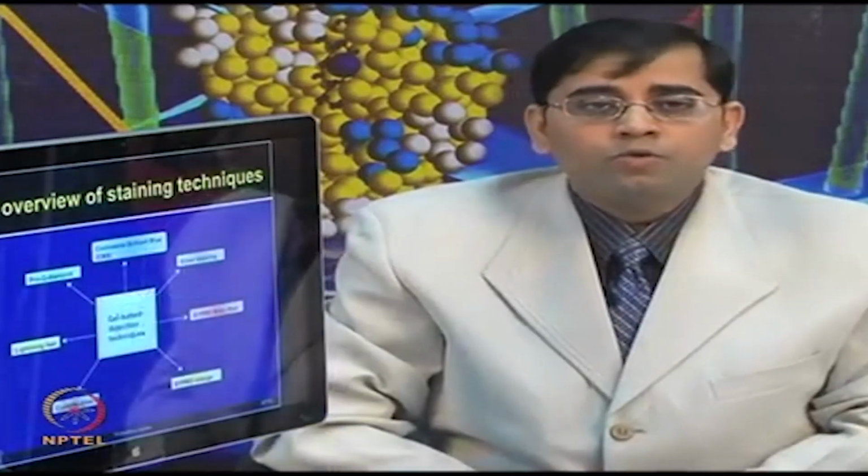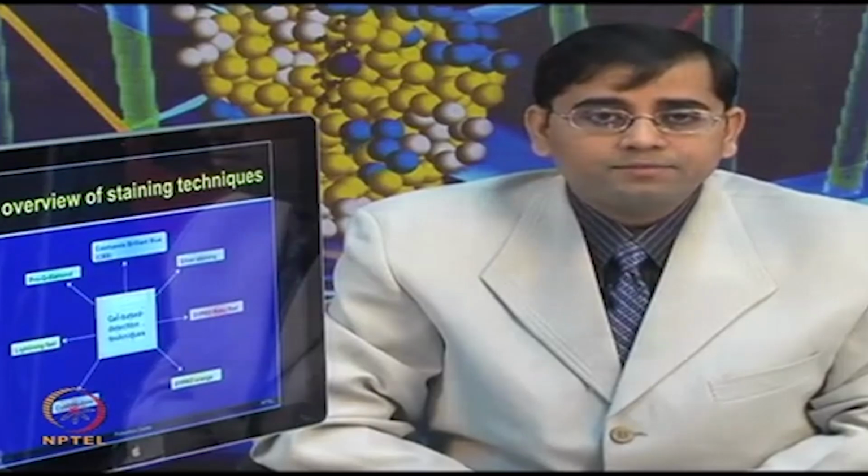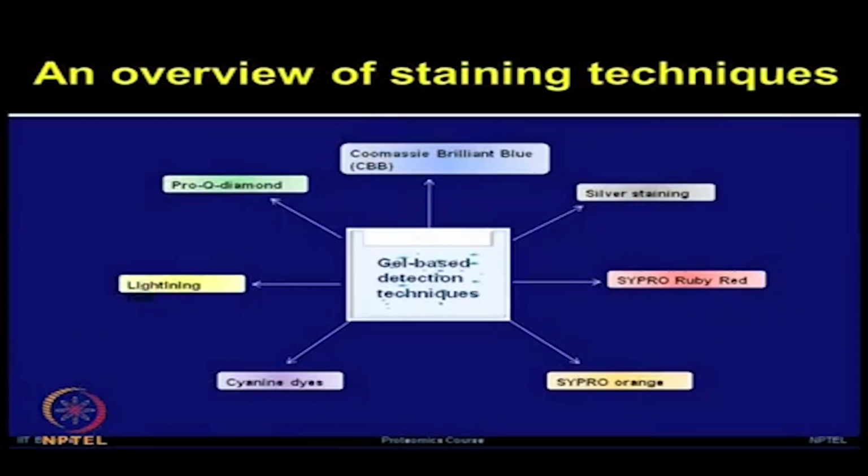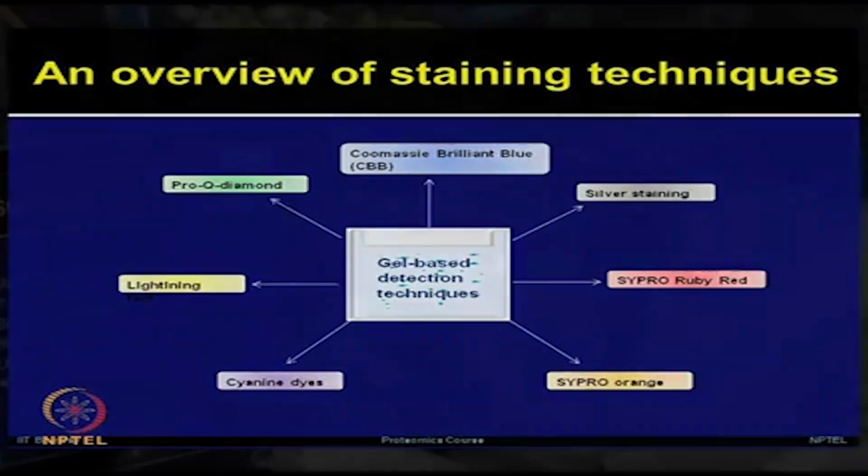Different types of staining methods have been developed, and those can be applied to visualize your protein bands or your protein spots, depending upon what type of gel you are using. So after giving you an overview of staining techniques, let me describe a few staining methods in more detail. Let us start with Coomassie blue staining.